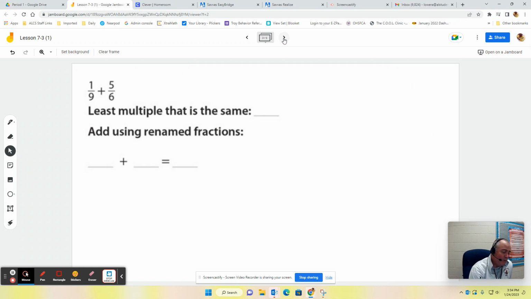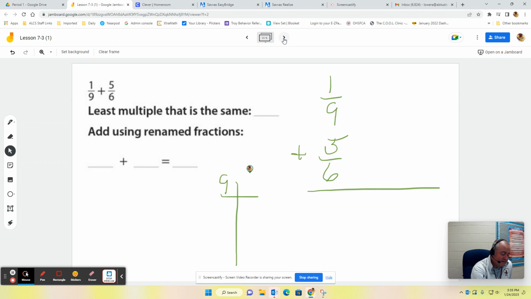All right, so now we've got 1/9 and 5/6. Again, stack them: 1/9 plus 5/6. Think in terms of common denominators. Can 6 go into 9? No, it cannot. 6 cannot go into 9 evenly. So to find my common denominator, I need to list out my multiples. I've got 9 here, I've got 6 here.